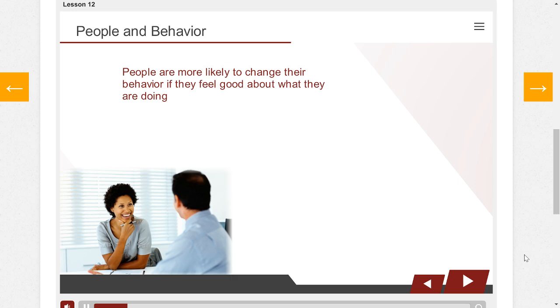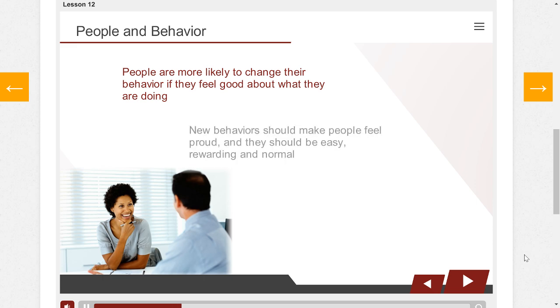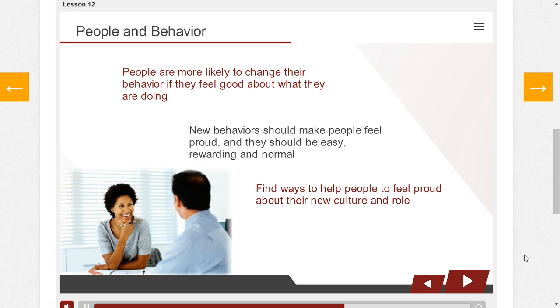People are more likely to change their behavior if they feel good about what they're doing. New behaviors should make people feel proud, and they should be easy, rewarding, and normal. It's important to make sure everyone understands the old ways of working are not the norm anymore. Encouraging people to share, celebrating wins, and risk-taking, and leveraging cultural strength will all help people to feel proud about their new culture and role.